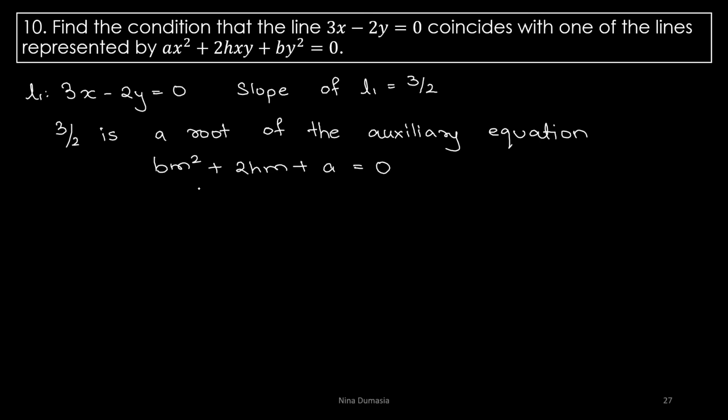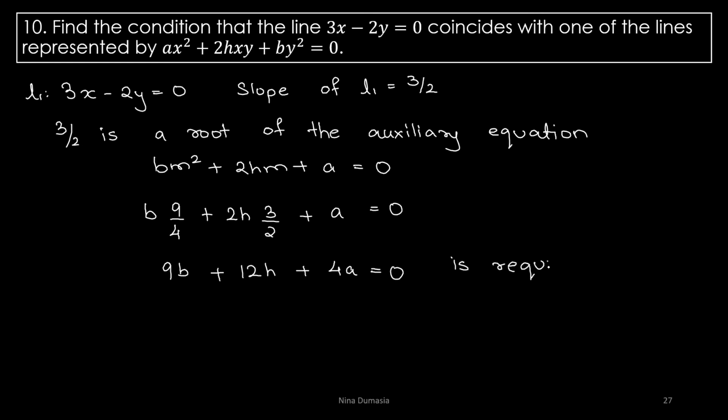If I substitute this in place of m, we get b into 9 by 4 plus 2h into 3 by 2 plus a is equal to 0. I can multiply throughout by 4, and therefore I will get 9b plus, the 2 cancels, we get 12h plus 4a is equal to 0. And this is precisely the condition that is required for this line to coincide with one of the lines. So this is the required condition. Let us do the next question now.